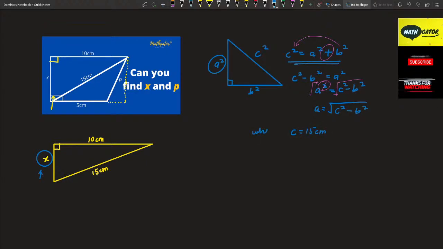It's very important for you to write this: where c equals 15 centimeters, and b equals 10 centimeters. Once we've established this, we take the formula and slot in our variables. So this becomes 15 squared minus 10 squared. 15 squared means 15 times 15. So let's do that calculation. 15 times 15, what would that give us?